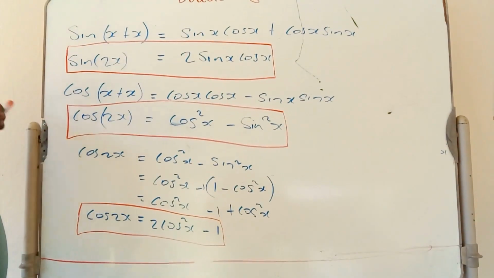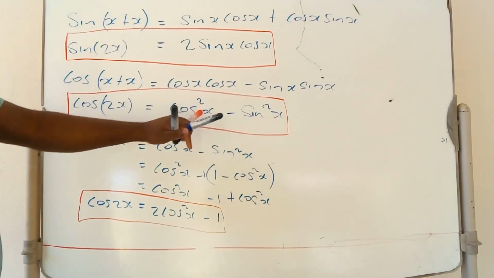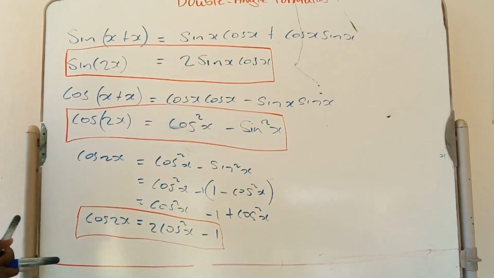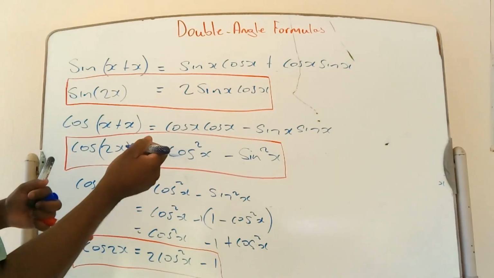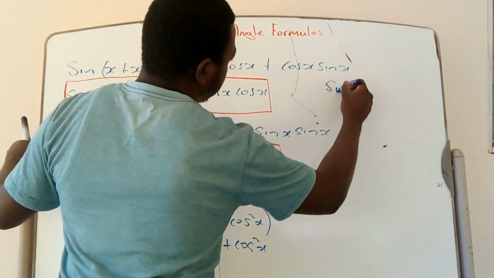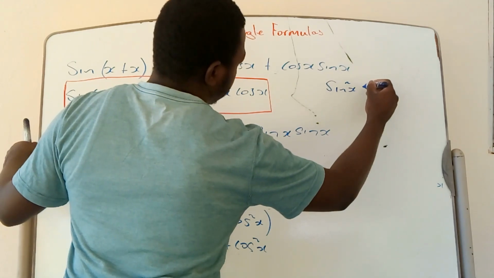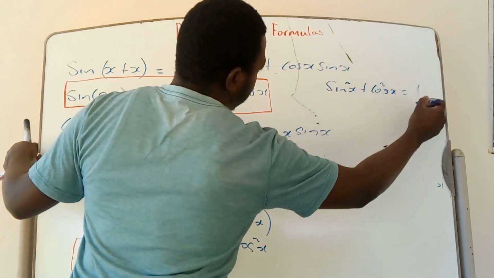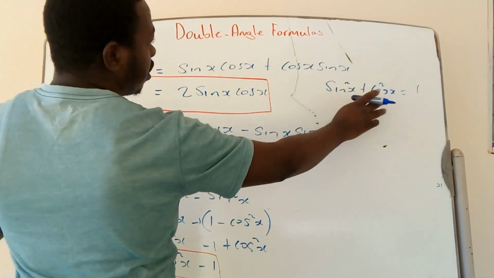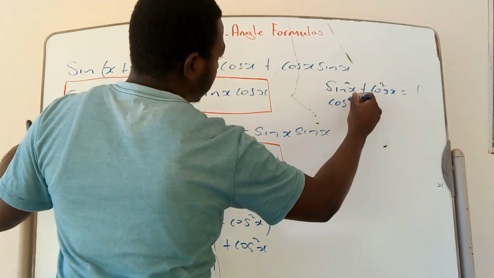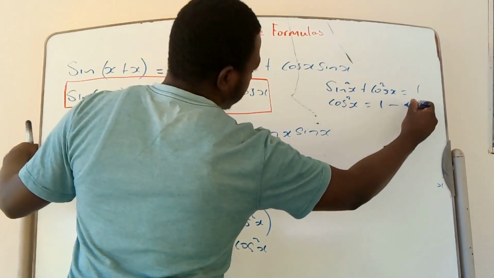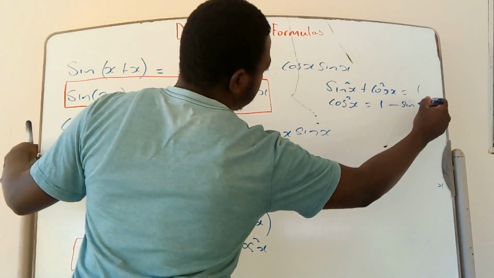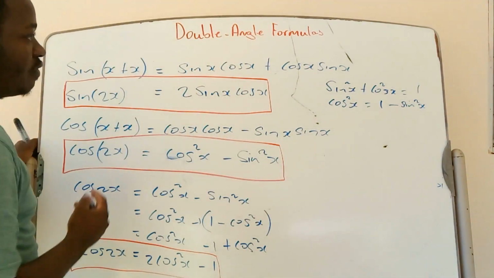What if I want cos 2x strictly in terms of sine only? Here, I can replace this cos squared of x. Because what is cos squared of x? From this identity, sine squared of x plus cos squared of x is equal to 1, you can manipulate this and make cos squared the subject of the formula. And cos squared of x is just equal to 1 minus sine squared of x. That's what cos squared of x equals.